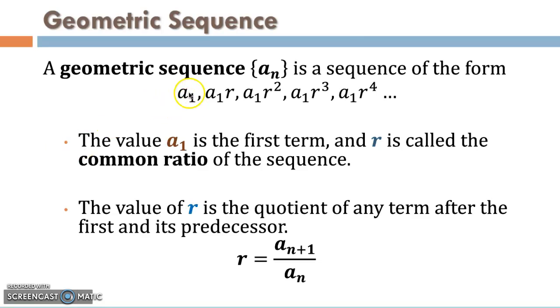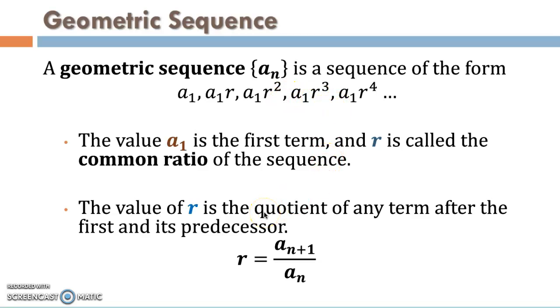We have the first term and then we get the next term by multiplying by r. So the second term is our first term times r. And then we multiply by r again to get our third term. So that's the first term times r, or r squared. Then we multiply by r again to get our fourth term, or r times r, r cubed, etc. The value a1 is the first term, and r is called the common ratio. So this number that we're multiplying every time is called the common ratio.